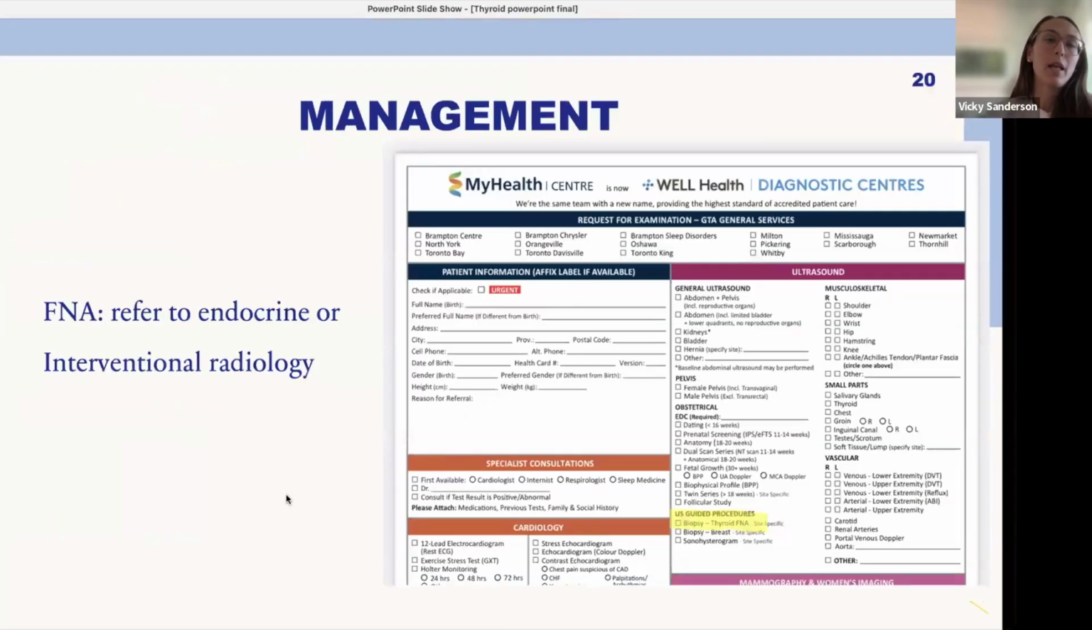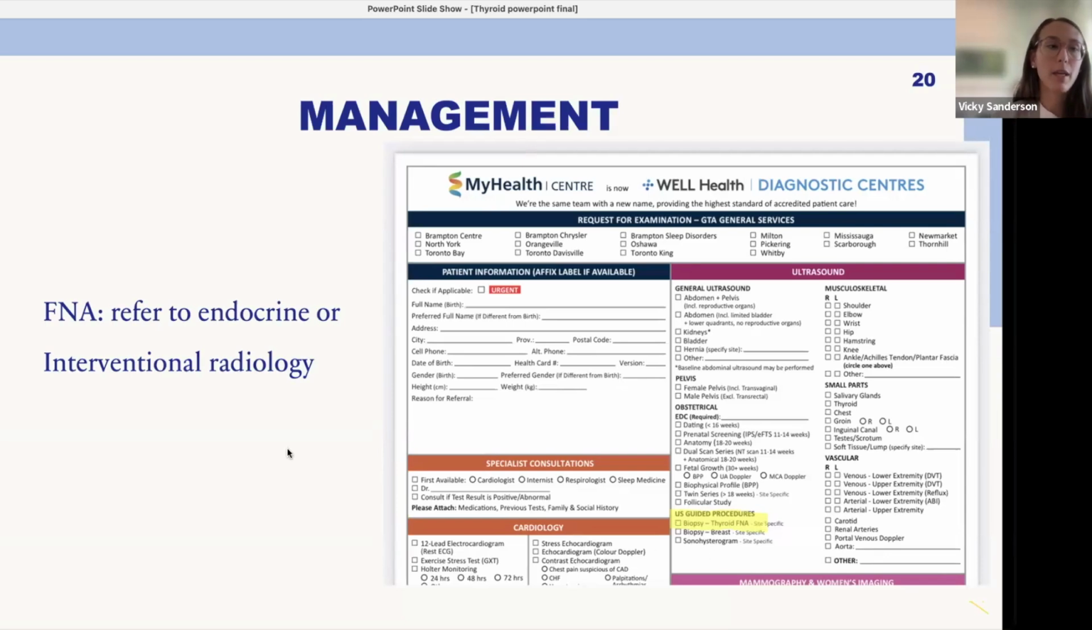So for fine needle aspirations, it's really going to be dependent on where you work and what you have access to. So of course, our endocrinologist can do the fine needle aspirations, but sometimes they're hard to get a hold of. It can be months of waiting. Of course, they'll triage more urgent things. But there are some interventional radiologists that will do these ultrasound guided fine needle aspirations. So I pulled up this requisition, My Health Centre. This is one actually in the Toronto area, and I was happy to see they provide ultrasound guided procedures.